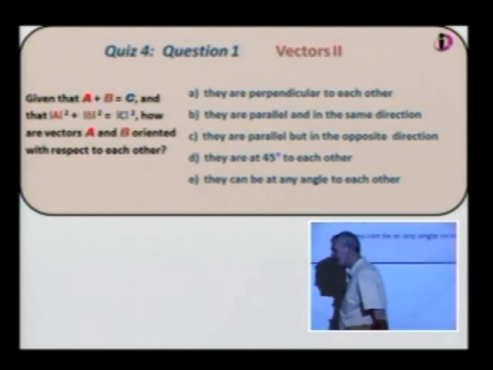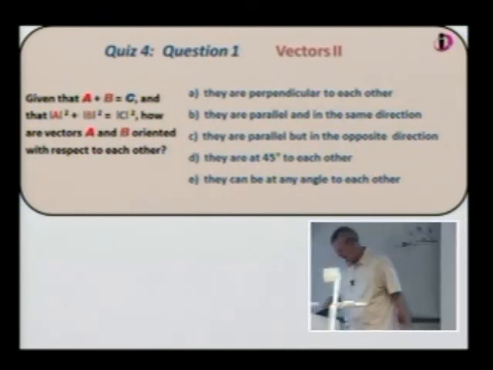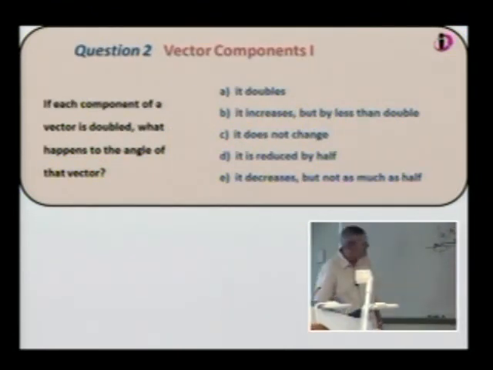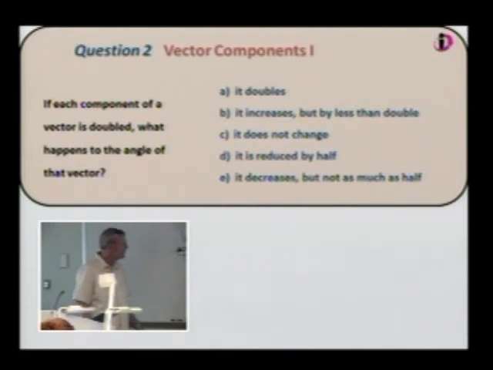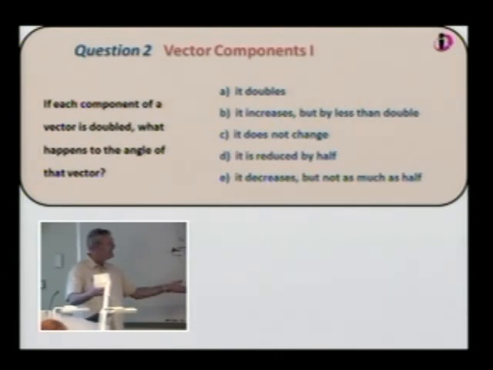All right, let's go on to question two. Since you all are kind of being bashful, not talking to you. Oh, here we go. Have we seen this before? Deja vu all over again. If each component of a vector is doubled, what happens to the angle of the vector? Michaela, what happens to it? Could be. Could be.